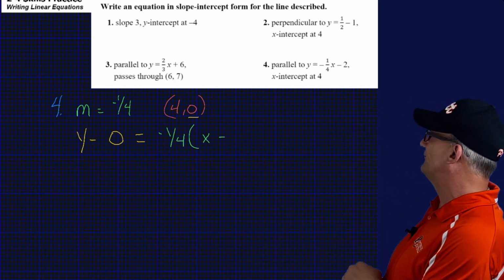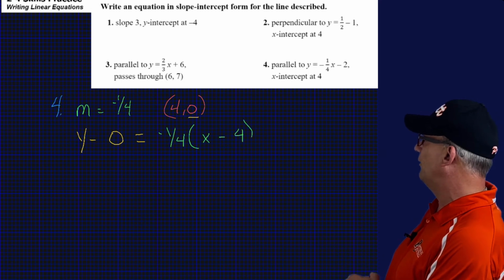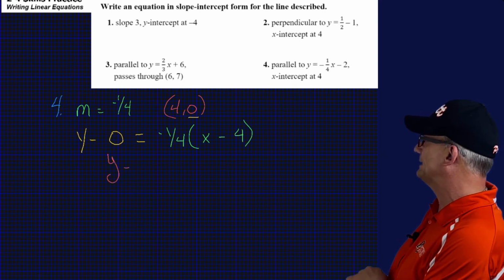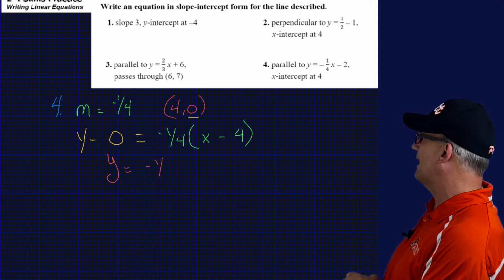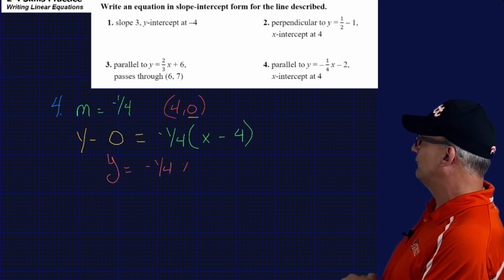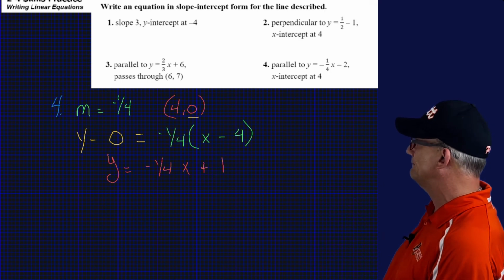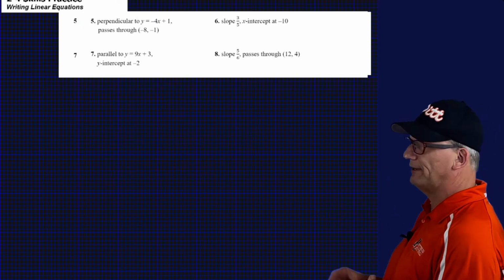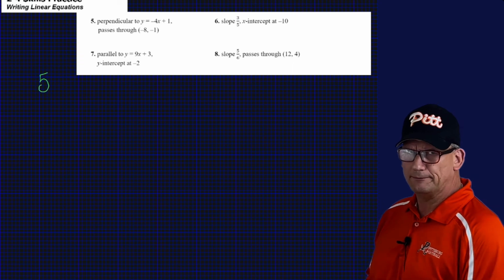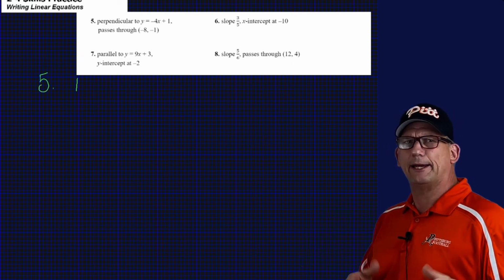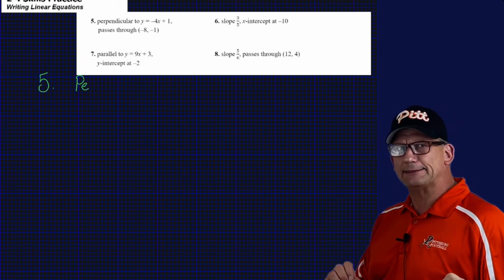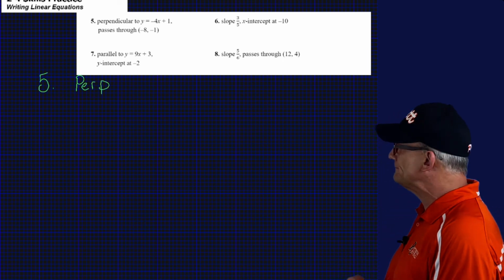Okay, so y minus 0 equals -1/4 times x, right? Minus 4. So y equals, you have -1/4 x. 1 times 4 divided by 4 is 1. And since we're multiplying same signs, it's always going to be positive.